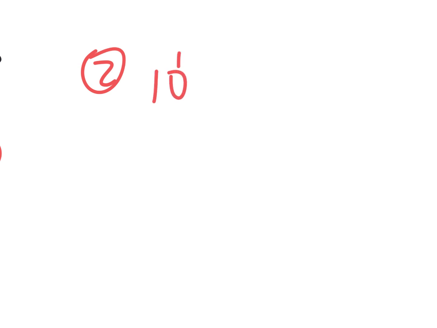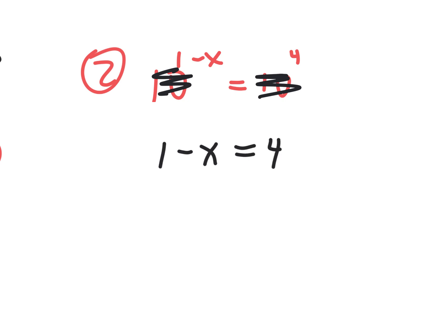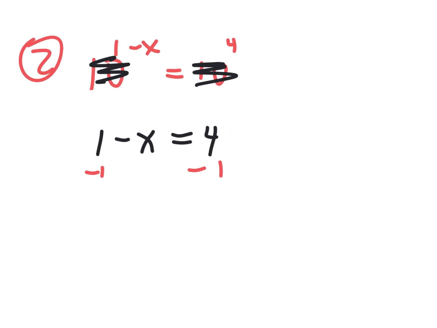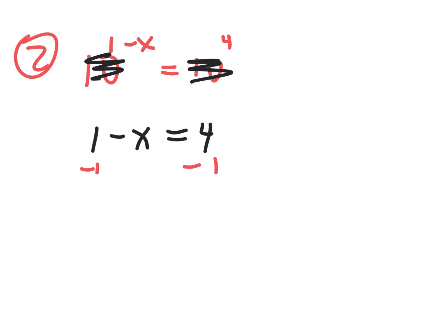10 to the 1 minus x equals 10 to the 4th. They're the same base. They're gone. 1 minus x equals 4. And if you can't solve that, I'll get you started. Then that's your problem. You need to know how to solve stuff like that. We're in Algebra 2.